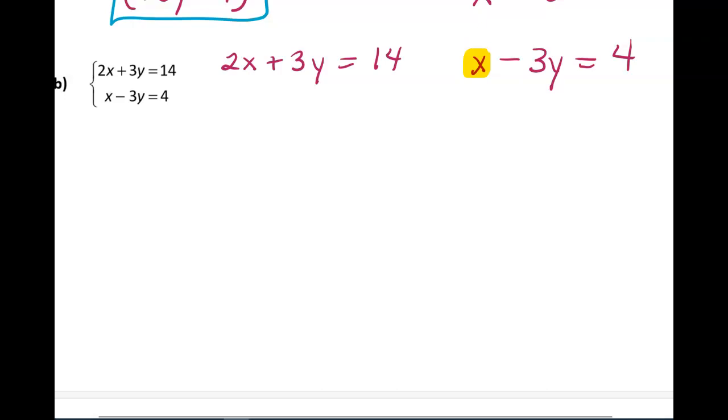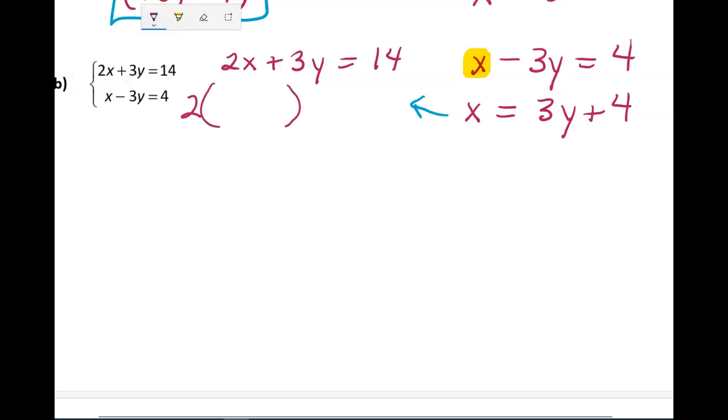And in some cases, you might have multiple variables, right? So there's definitely multiple easier ways to do this. But I'm going to pick that second equation and I'm going to solve it for x, because all that involves is just adding 3y to both sides of the equation. Once I've done this, I'm going to take that first equation and replace the x with 3y plus 4. So that's 2 times x plus 3y equals 14.